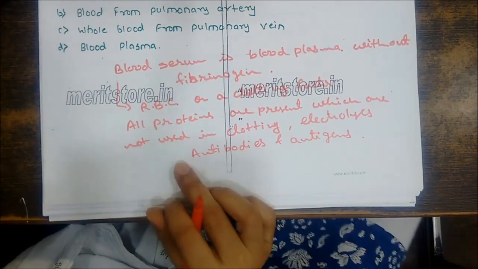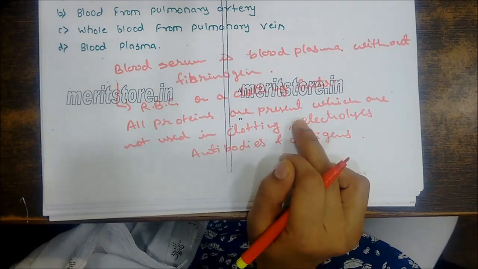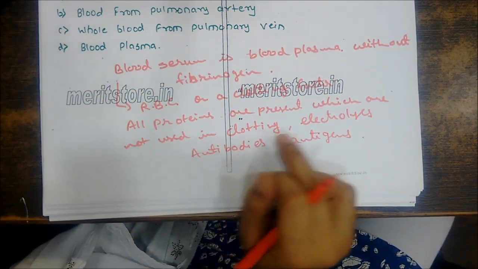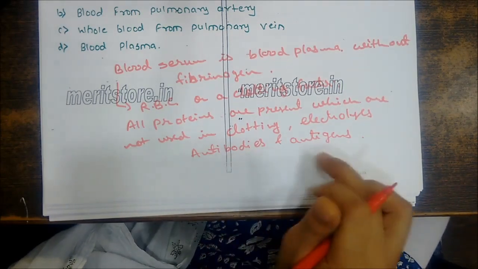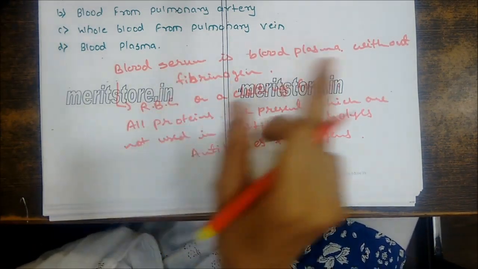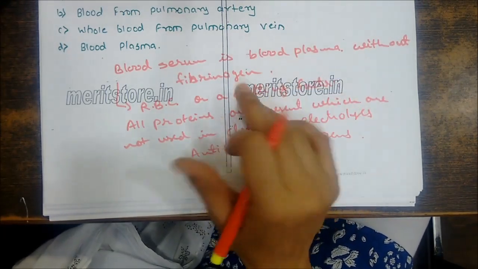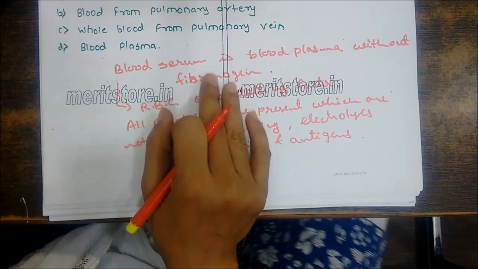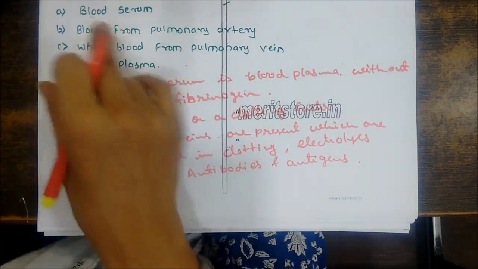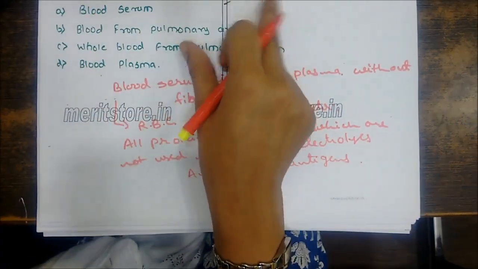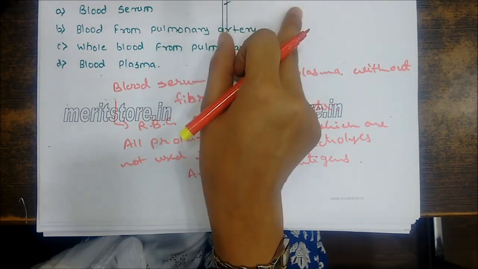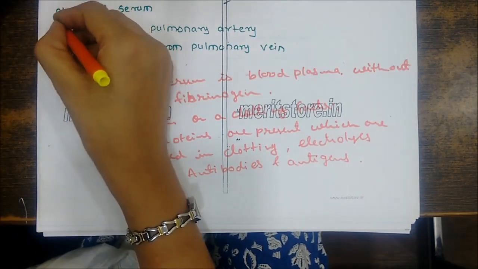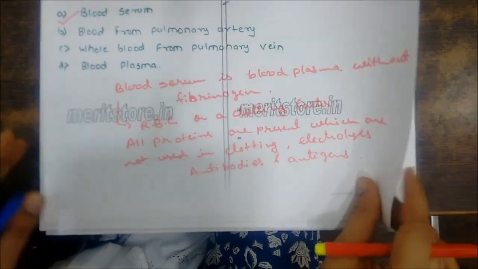So blood serum will have all proteins present which are not used in clotting, some electrolytes, antibodies and antigens, but it differs from the blood plasma because blood plasma has fibrinogen and blood serum does not have fibrinogen. So which of them will not coagulate? The answer is blood serum because it does not have the fibrinogen. Answer is A.